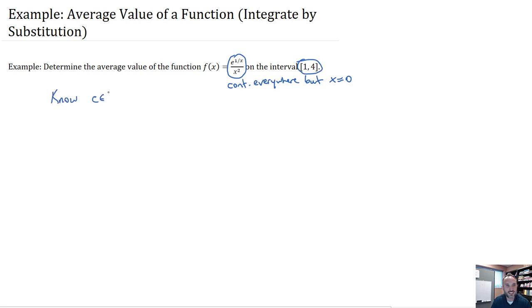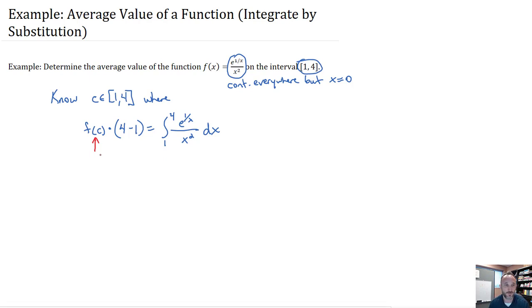there's a c inside that closed interval where f of c times the width of the interval, 4 minus 1, equals, so this is the area of a rectangle, equals the area under the curve from 1 to 4. In other words, the integral from 1 to 4 of this function e to the 1 over x squared dx. Okay, so the average value that we're looking for is this f of c.